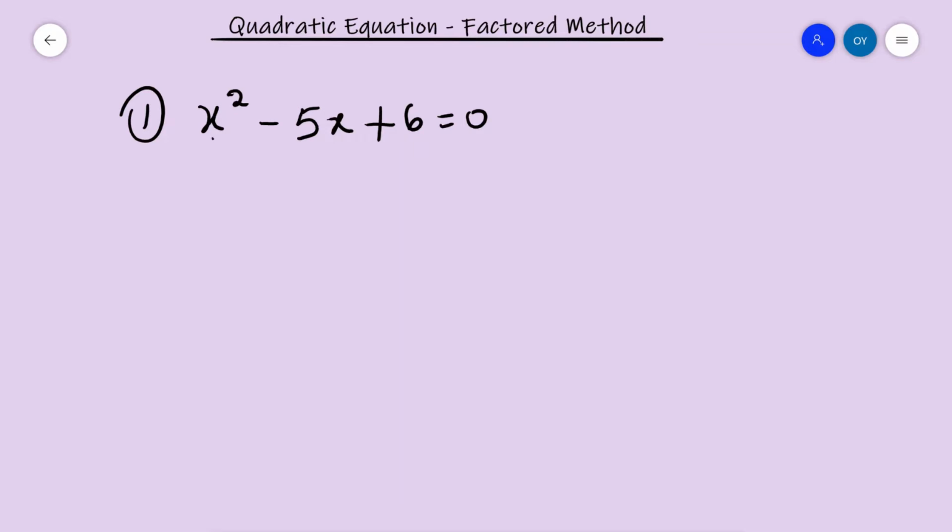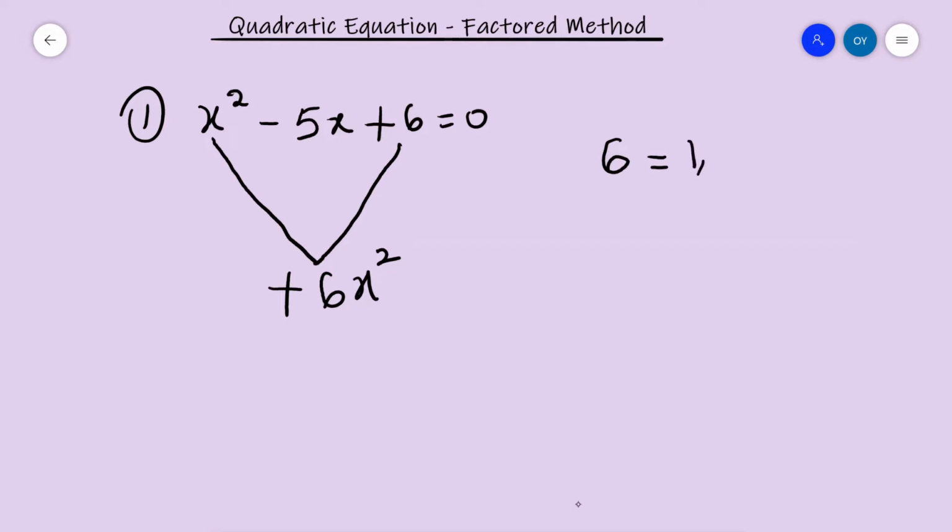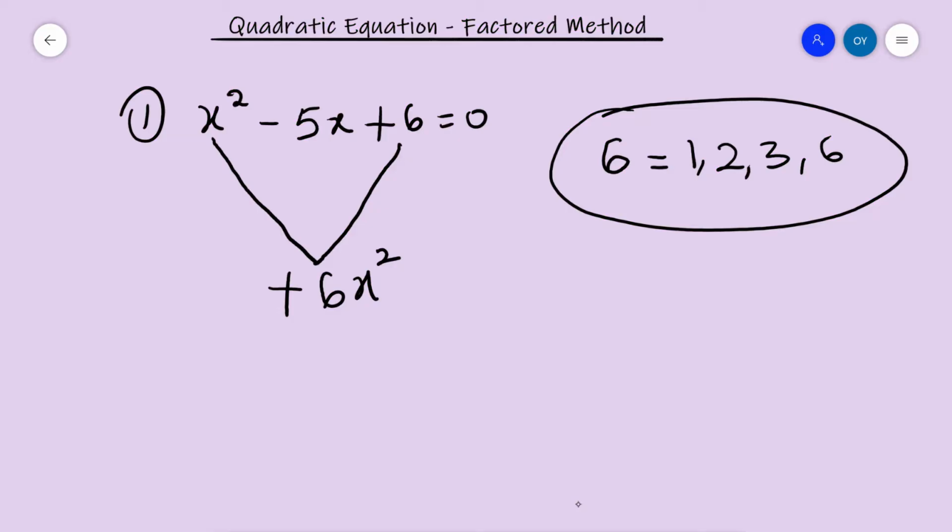You multiply the first one with the constant, x squared times plus 6, that is plus 6x squared. Now we need to know the factors of 6. What are the factors of 6? Those are 1, 2, 3, and 6. Now we look at these values here.